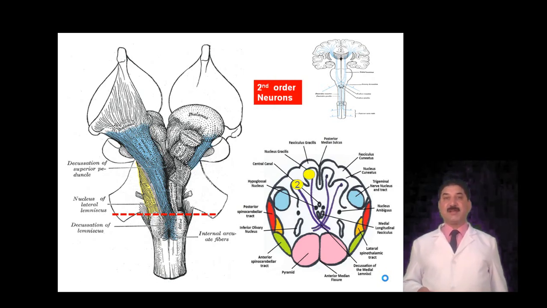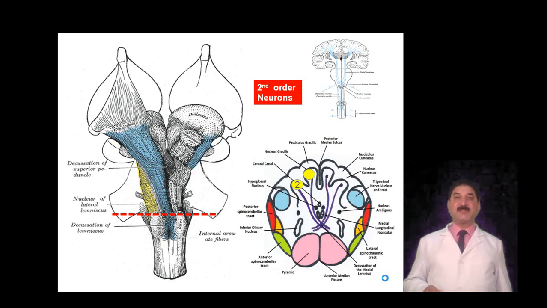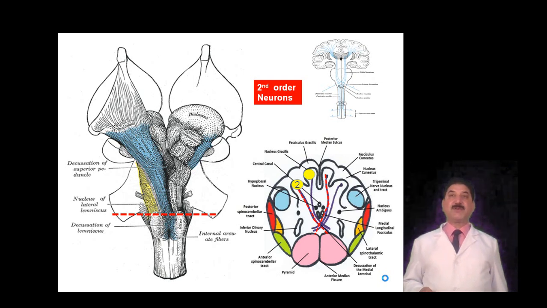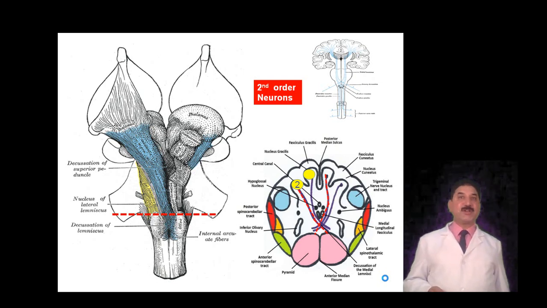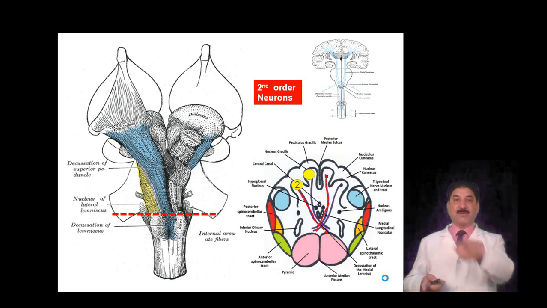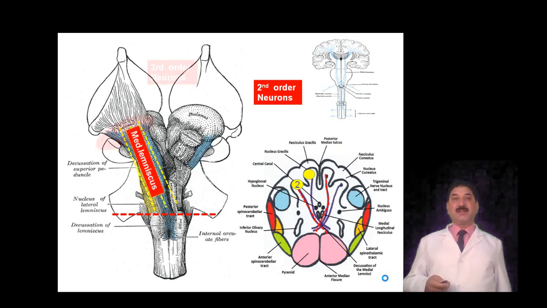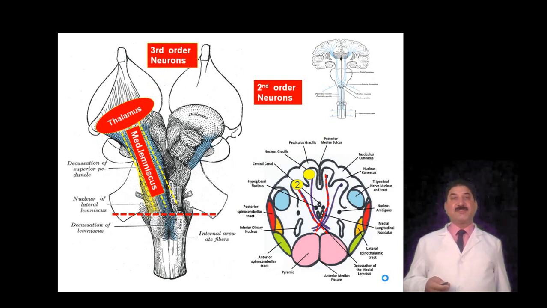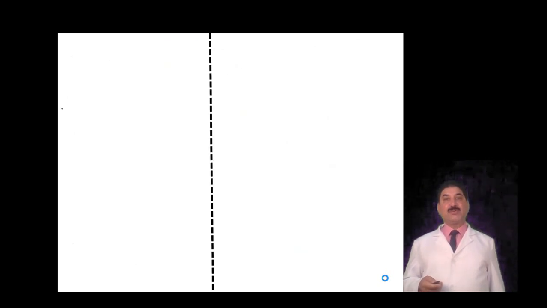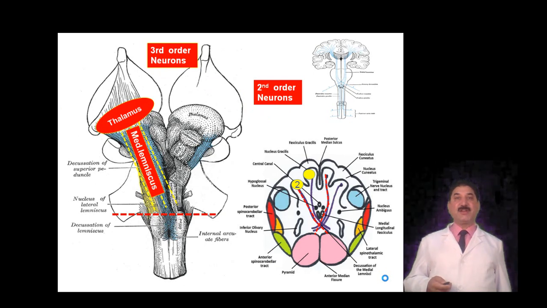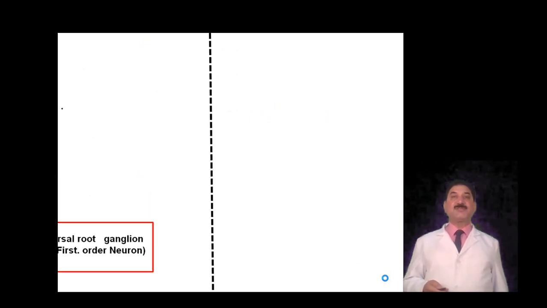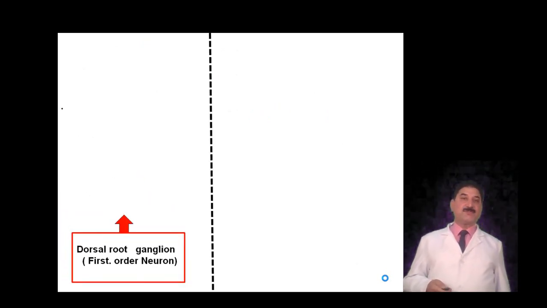As shown in this diagram, second order neurons are present in nucleus gracilis and nucleus cuneatus. The fibers originating from these neurons are called internal arcuate fibers. Now these fibers cross at the level of sensory decussation and ascend as the medial lemniscus on the opposite side. The third order neurons, which are located in the thalamus, give origin to fibers which finally go to the postcentral gyrus of the somatosensory cortex. Let us go to this flow chart.